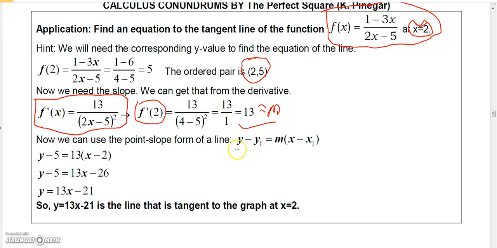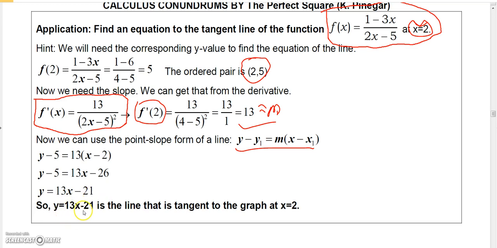So now I can use the point-slope formula and just do y minus the y value, which would be y minus 5, is equal to the slope times x minus the x value. So that would be 13 times (x minus 2). And then distribute the 13 and I get 13x minus 26. And then add 5 to both sides to get y by itself. And then you get y equals 13x minus 21.